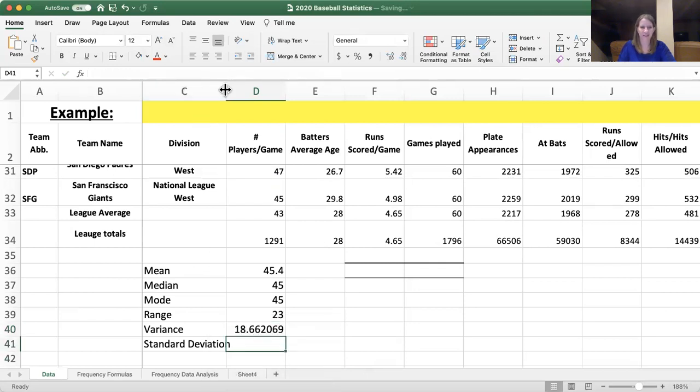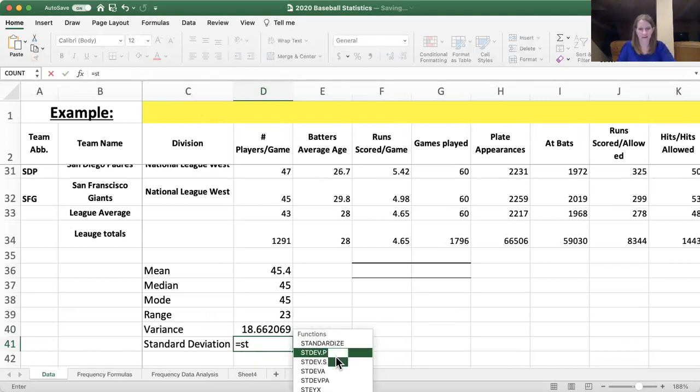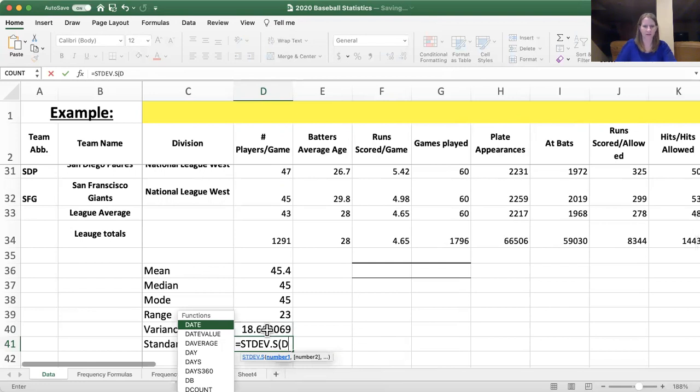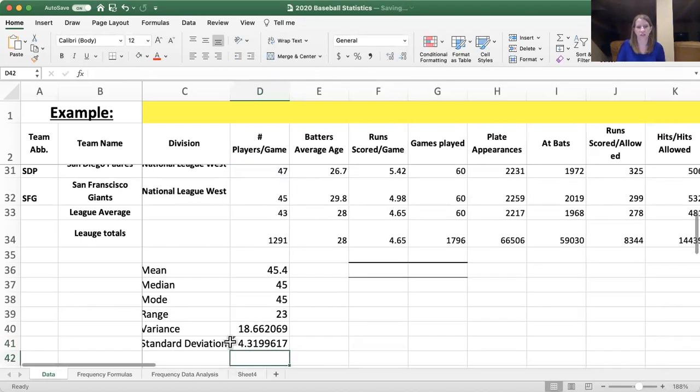And then we're looking at our standard deviation as well. In standard deviation, there is, again, standard deviation S, which is the one we're going to choose instead of P or A. And type in your sample range, D3 to D32. And we get a standard deviation of 4.